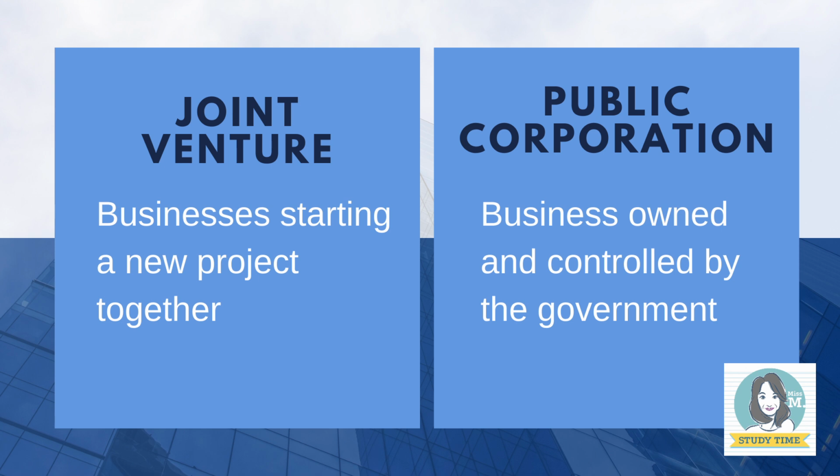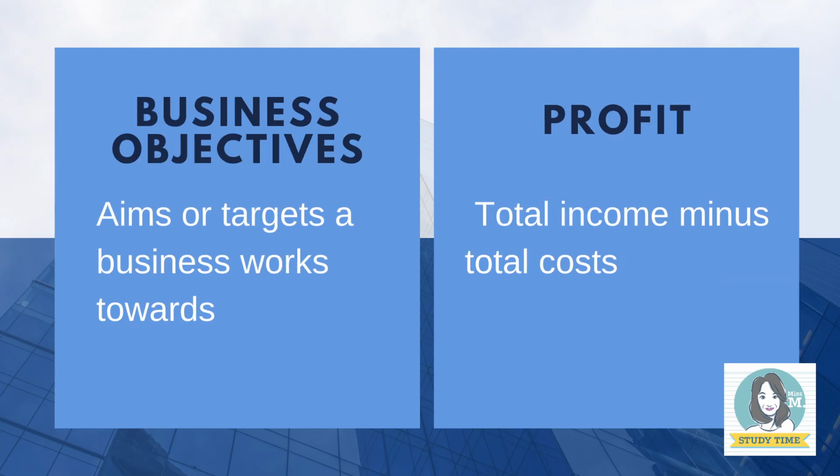So the similarity is that both of them involve collaboration and shared goals for business growth. But the differences are: a joint venture is a temporary partnership between two or more parties for a specific project, sharing the risks and profits. And a public corporation is a company whose shares are traded publicly with widespread ownership and subject to regulatory oversight. So it means that joint ventures are short-term partnerships, while public corporations are publicly traded companies. Business objectives and profit.